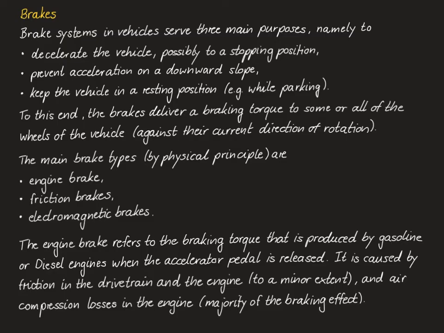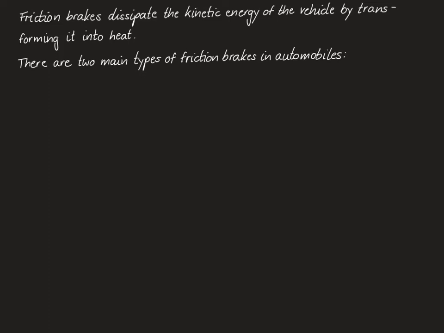The main use of the engine brake is to prevent acceleration of the vehicle on a downward slope, so to maintain a constant speed. For passenger vehicles, the engine brake is actually sufficient to keep the vehicle at a constant speed on all customary road slopes. However, this is not true for heavy-duty vehicles where the engine brake is not sufficient and an additional friction brake is needed to maintain a constant speed. The principle of friction brakes is to dissipate the kinetic energy of the vehicle by transforming it into heat.